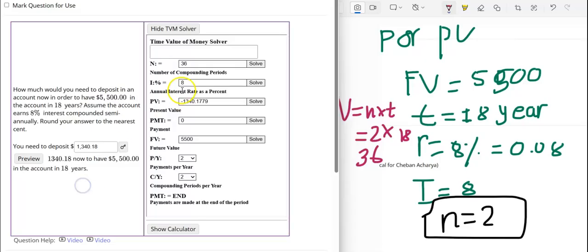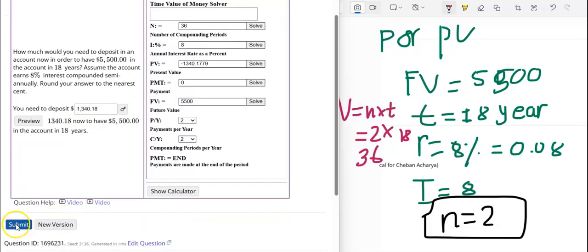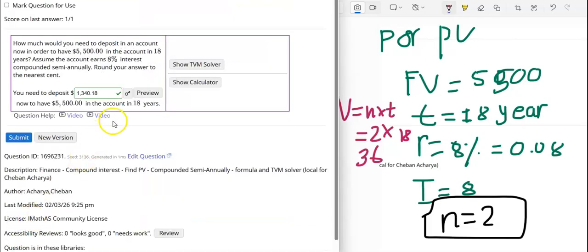Every time you use the TVM solver, you might get a negative when you solve for the unknown. Here present value is the unknown, and that's how you solve the question. Let's check your answer. That is correct. So that's all you do using the TVM solver.